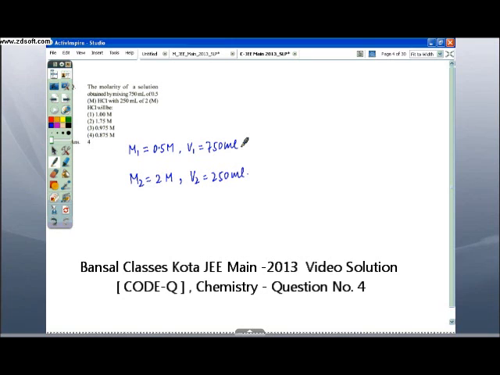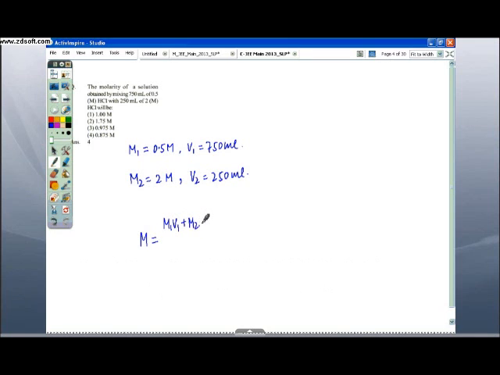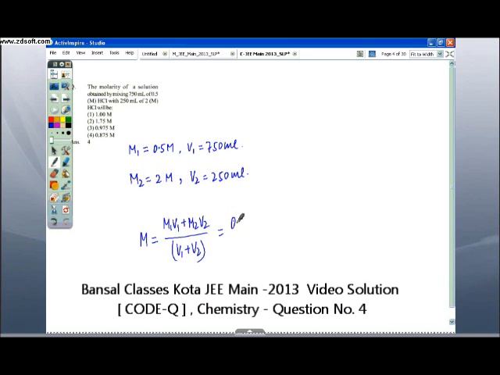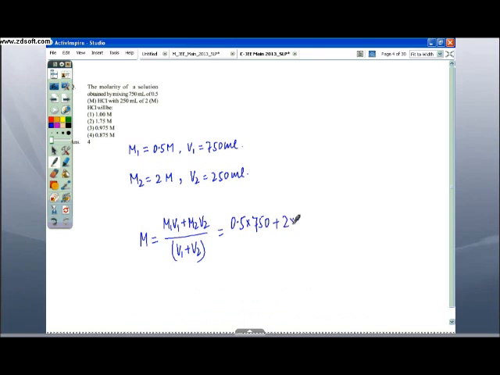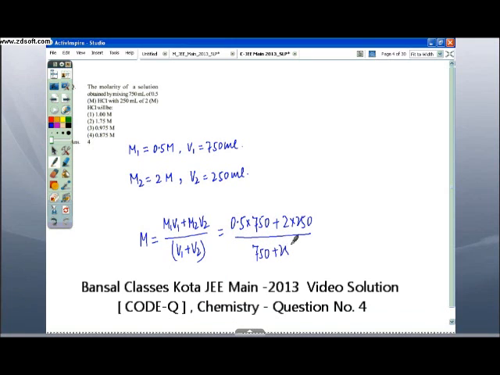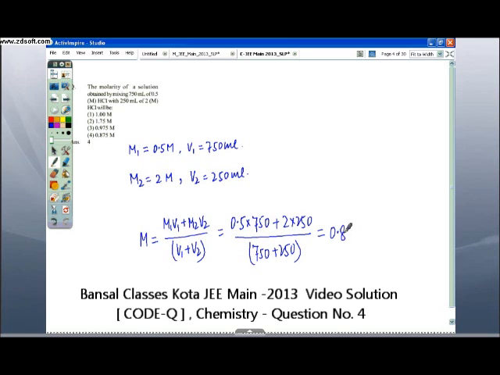Now these two solutions are mixed together. So the new molarity M is equal to M1 V1 plus M2 V2 divided by V1 plus V2. This is equal to 0.5 into 750 plus 2 into 250, divided by 750 plus 250, and this is equal to 0.875 molar. Answer.